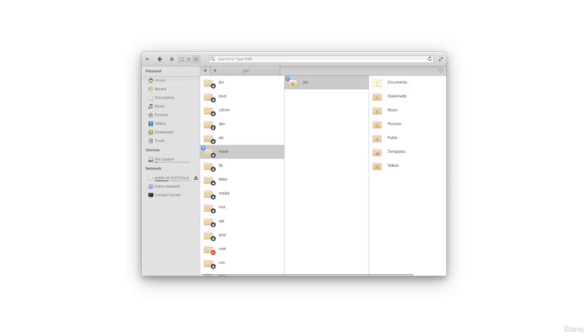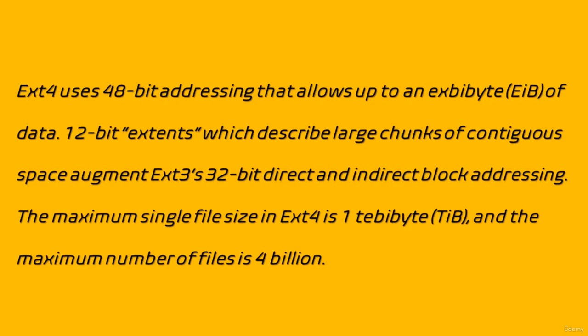Yeah. Excellent. So beyond all that, EXT4 uses 48-bit addressing that allows up to an exabyte, EiB, of data. So 12-bit extents, which describe large chunks of contiguous space, augment EXT3's 32-bit direct and indirect block addressing. Maximum single file size in EXT4 is 1 tebibyte. That's a TiB, capital B, and the maximum number of files is 4 billion. So these are pretty big numbers, huh?